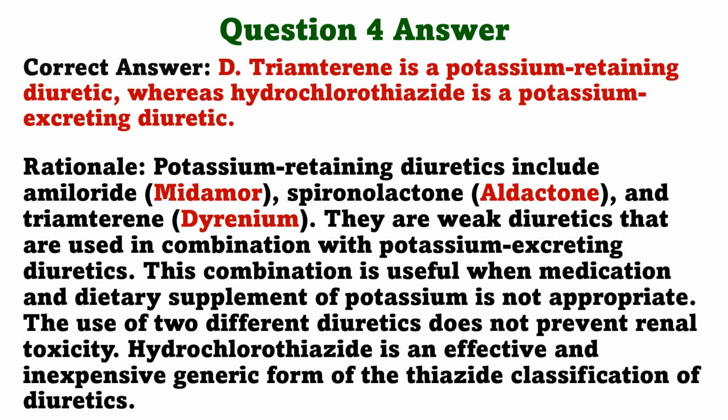The correct answer is D. Triamterene is a potassium-retaining diuretic, whereas hydrochlorothiazide is a potassium-excreting diuretic. Rationale: potassium-retaining diuretics include amiloride, spironolactone, and triamterene. They are weak diuretics that are used in combination with potassium-excreting diuretics. This combination is useful when medication and dietary supplement of potassium is not appropriate. The use of 2 different diuretics does not prevent renal toxicity. Hydrochlorothiazide is an effective and inexpensive generic form of the thiazide classification of diuretics.